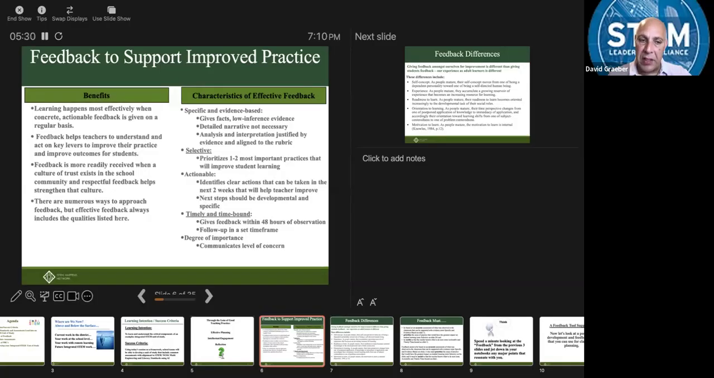But effective feedback always includes these qualities. It's always specific and evidence-based, low inference evidence. It's not an opinion. We're giving feedback: this is what I saw. We don't need to give a detailed narrative. The analysis and the interpretation can be justified by the evidence together. We come to conclusions together, especially as we're building curriculum. We need our feedback to be actionable.